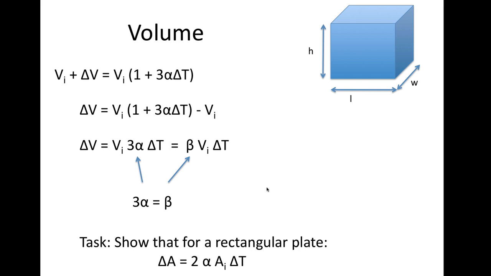Something for you to try is show that for a rectangular plate, the change in area is equal to 2 times alpha times the initial area times the change in temperature. A is the surface area in this case.